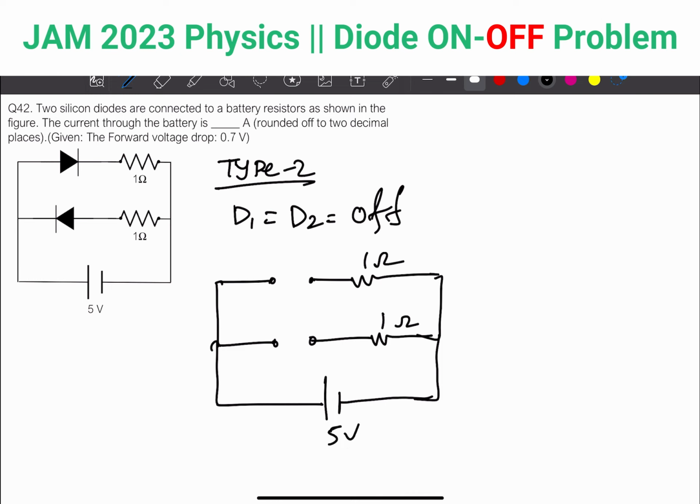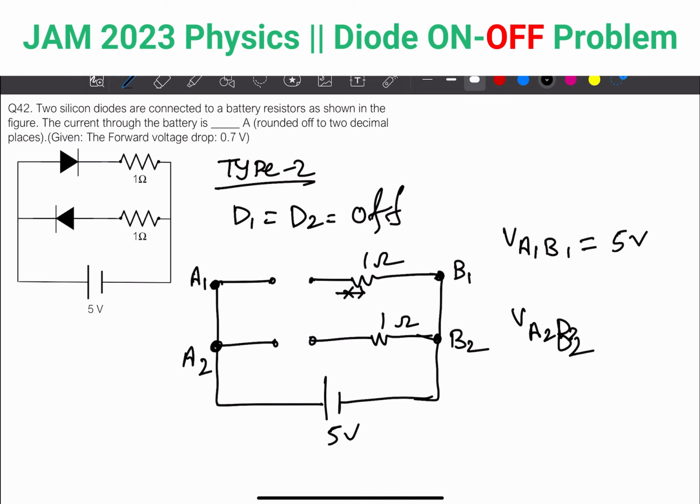So I assume point A1, point A2, point B1, point B2, right? Just tell me what is the value of VA1B1 and what is the value of VA2B2. You can see here, as there is no current flow, the diode is open, that means the circuit is open, so no voltage drop. As no voltage drop, VA1B1 is equal to 5 volt, VA2B2 is equal to 5 volt, right?